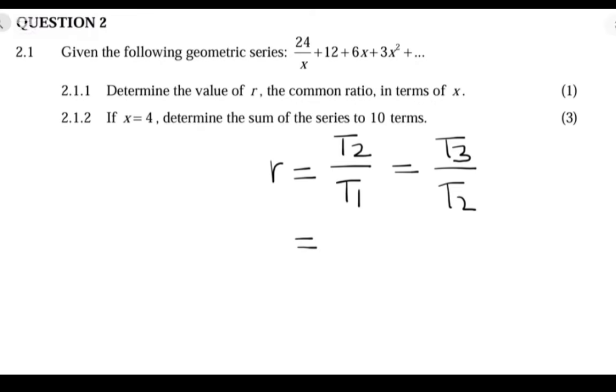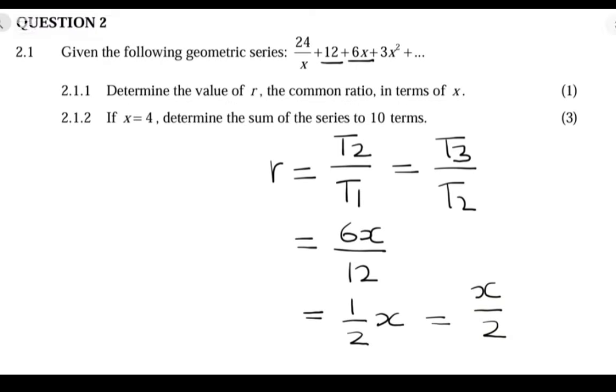Perfect. So I'm going to take term number 3 and divide it with term number 2, because that way I'm going to avoid fractions. So I'm going to take 6x and divide it with 12. This one is going to be very easy. If you say 6 divided by 2, it's going to give you 1 over 2x, so this is the same even if you write it like x over 2. Anyway, it's going to be the same. But this is going to be our ratio for now.